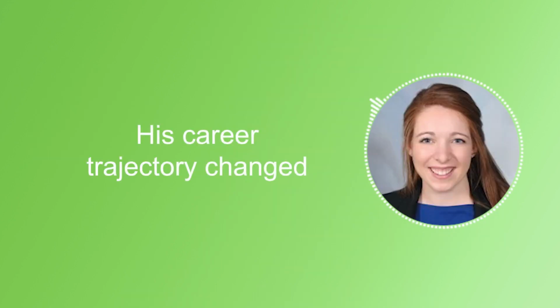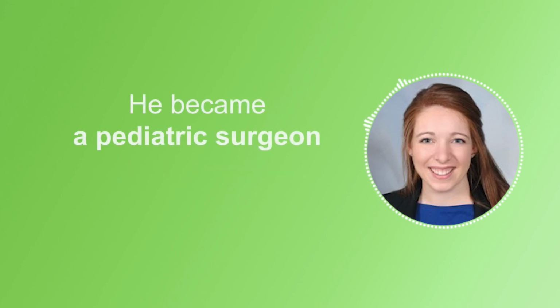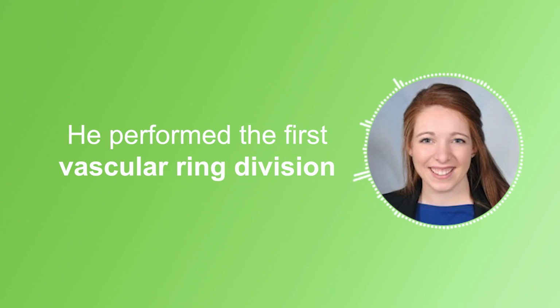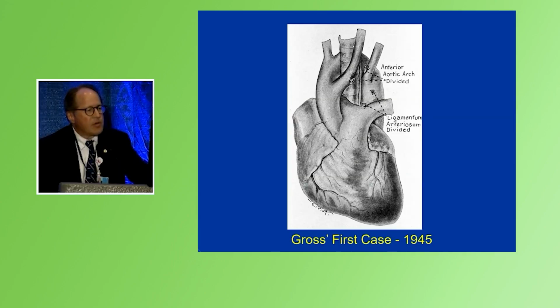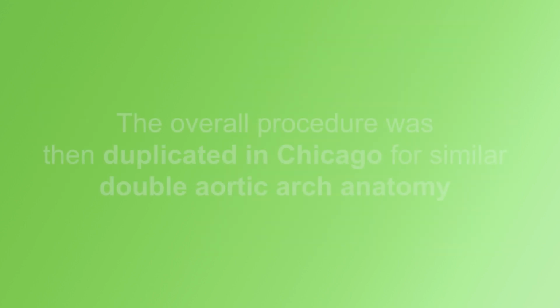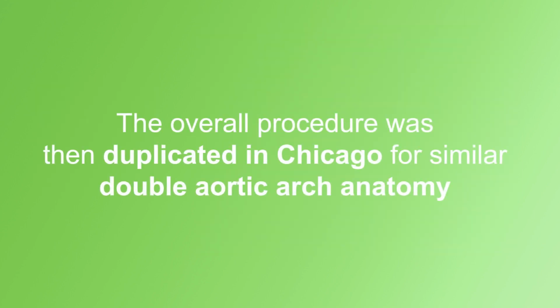And so his career trajectory changed, and he later became a pediatric surgeon at Boston Children's Hospital and performed the first vascular ring division. This is his first case, and you can see that he divided the ligamentum and divided the arch both. He did simple ligatures. That was in 1945. The overall procedure was then duplicated in Chicago for similar double aortic arch anatomy.